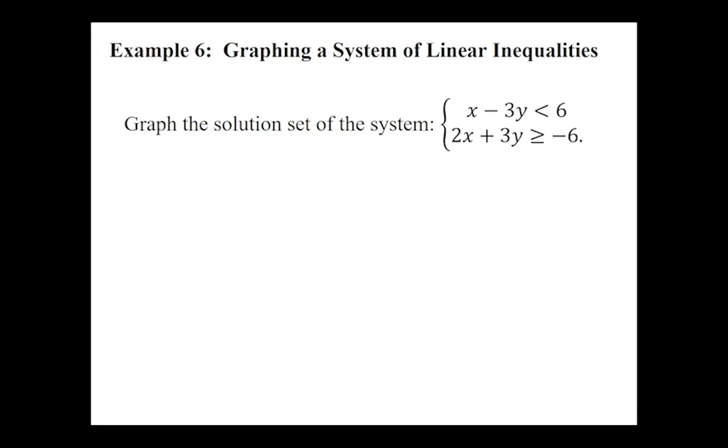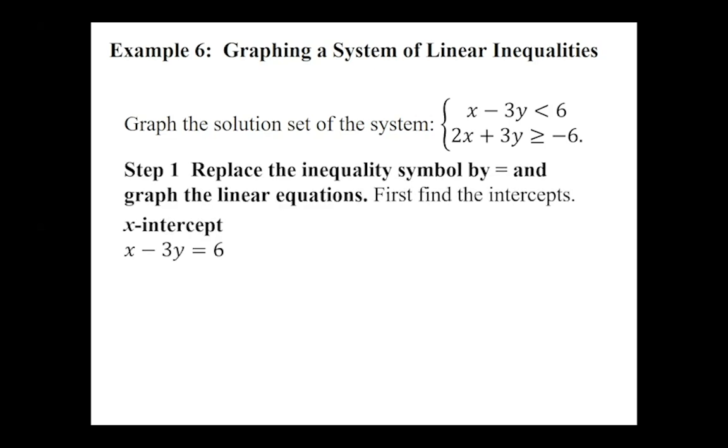We need to graph both of these. X minus 3y less than 6 will be a dashed line. 2x plus 3y greater than or equal to negative 6 will be a solid line. That's because the first one doesn't have the or equal to and the second one does. Let's find the intercepts. For x minus 3y equals 6, plug in 0 for y. That makes the second term go away. We just get x equals 6. So (6, 0), an x-intercept of 6.